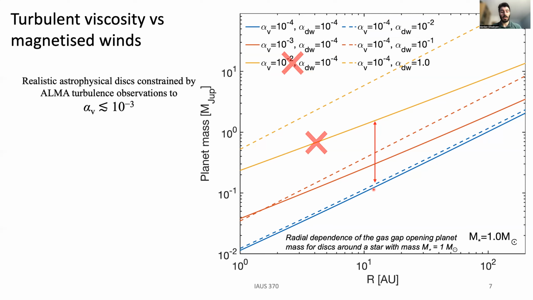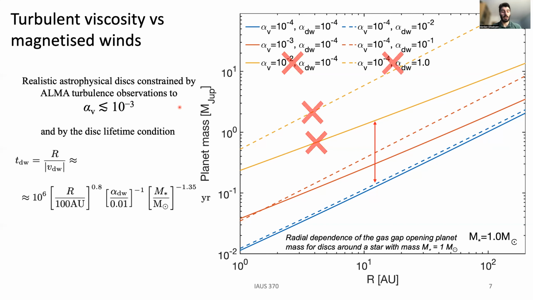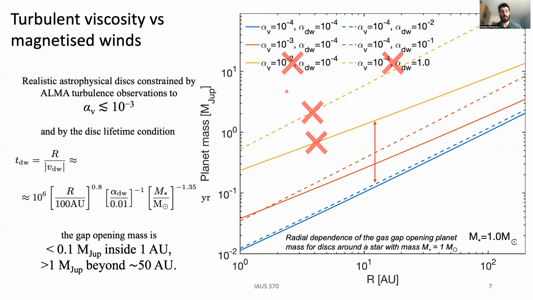If we rule out the high turbulent viscosity values based on the observations, and also rule out the high alpha values in general, because the lifetime of the disk will be much shorter than the observed ones, then we end up with a result which shows that the gap opening mass is 0.1 Jupiter masses inside 1 AU, and it's more than 1 Jupiter mass beyond about 50 AU.